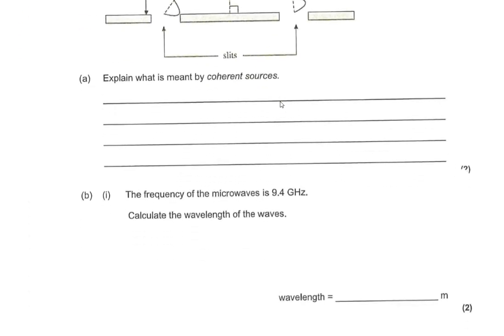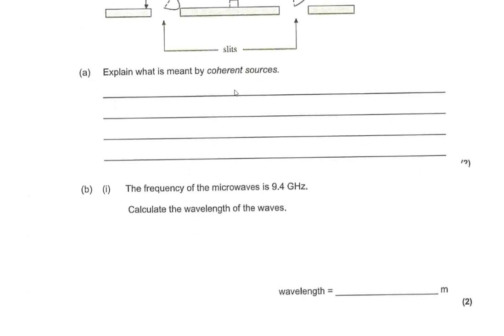Now, what's meant by coherent source? Coherent source stands for two things. The first one is the wave has to be monochromatic. So what is monochromatic? It means both waves have the same wavelength, or they have the same frequency. So that's what monochromatic means.